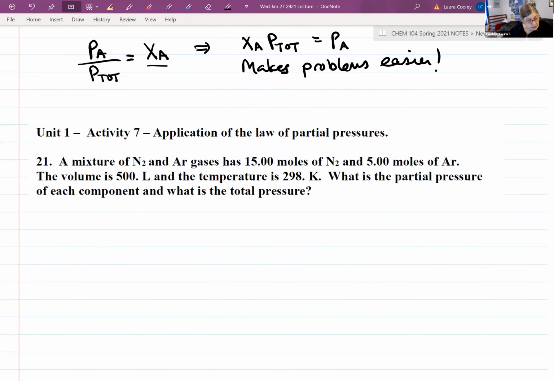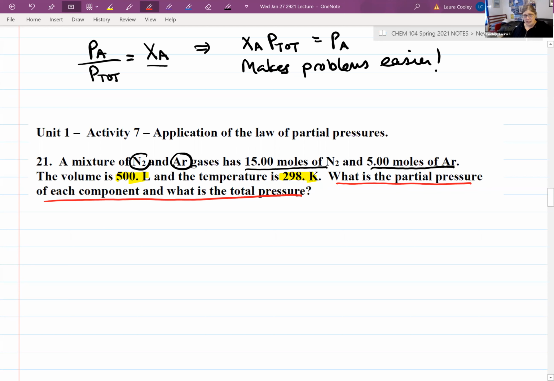Right, so we have a mixture of N2 and AR, argon and nitrogen gases, and it's telling you how many moles you have of nitrogen and how many moles you have of argon. So you can see here that you have a much greater amount of moles of nitrogen than argon. And then you're also given the temperature and the volume. And you're asked to calculate what is the partial pressure of each component and what is the total pressure.